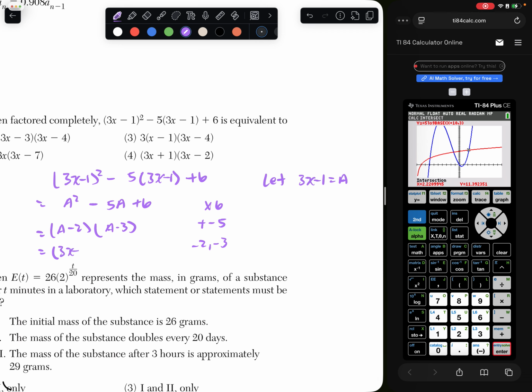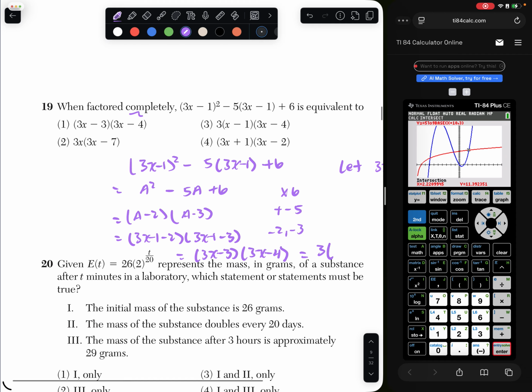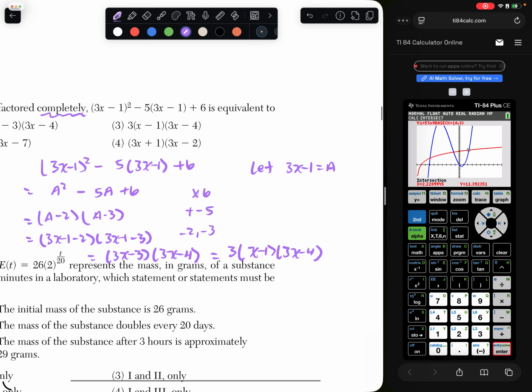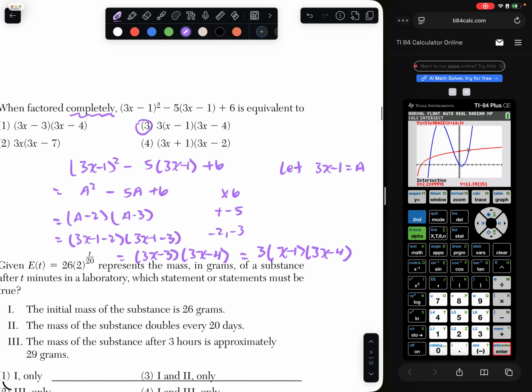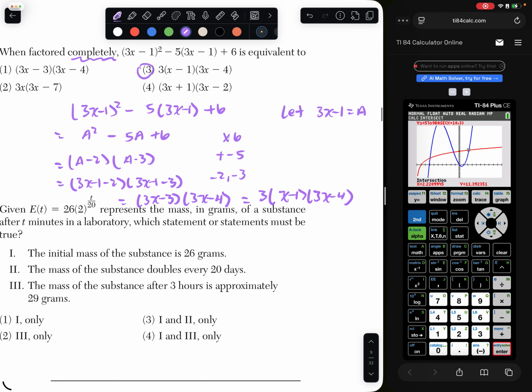So 3x minus 1 minus 2 times 3x minus 1 minus 3. And then this would be 3x minus 3 times 3x minus 4. But we're not done yet. For my first factor, I can factor out a 3. It says to factor completely. So then this will be 3 times x minus 1 times 3x minus 4. So the answer is choice 3. All right, make sure you factor completely. GCF is very, very important.